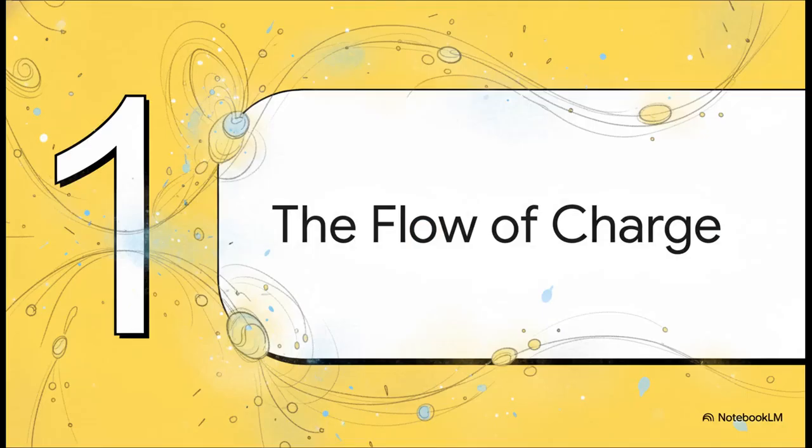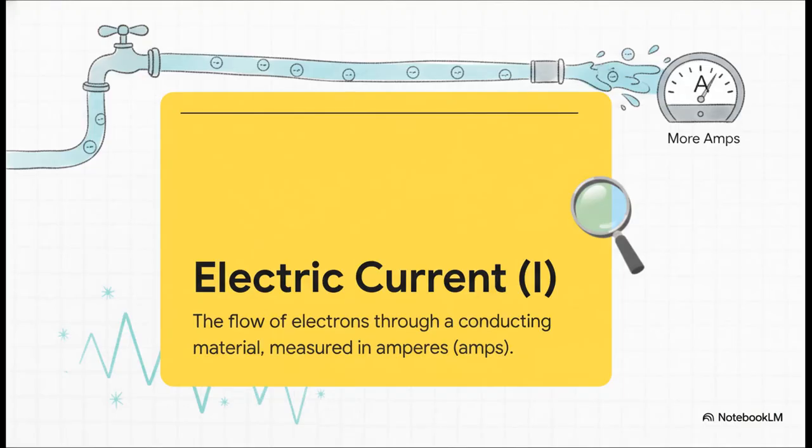When you boil it all down, electricity is just electric charges on the move. That's it. We're talking about a river of tiny particles, electrons to be exact, flowing through stuff. And this flow has a name. We call it electric current. We usually just write it as the letter I. The best way to picture it is to think of a garden hose. The amount of water gushing through that hose, that's your current. And we measure it in something called amperes, or amps for short.